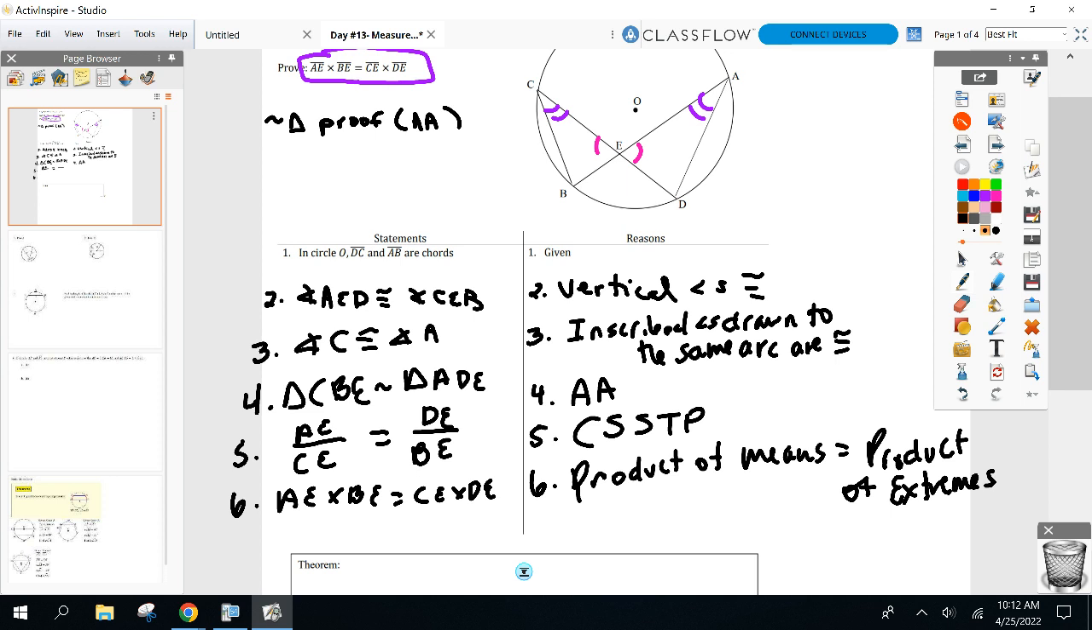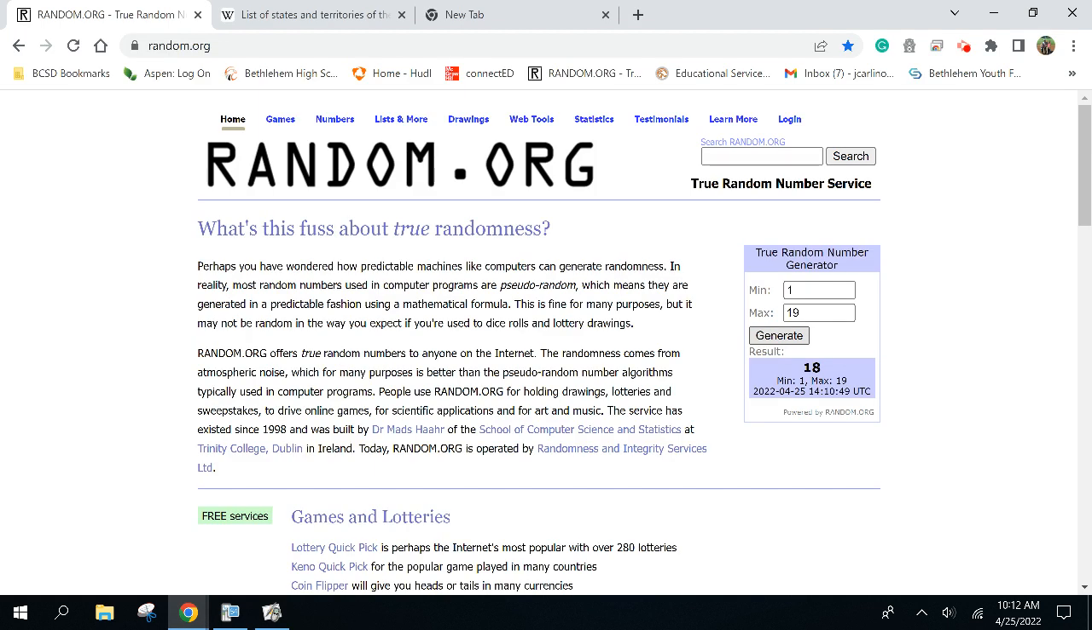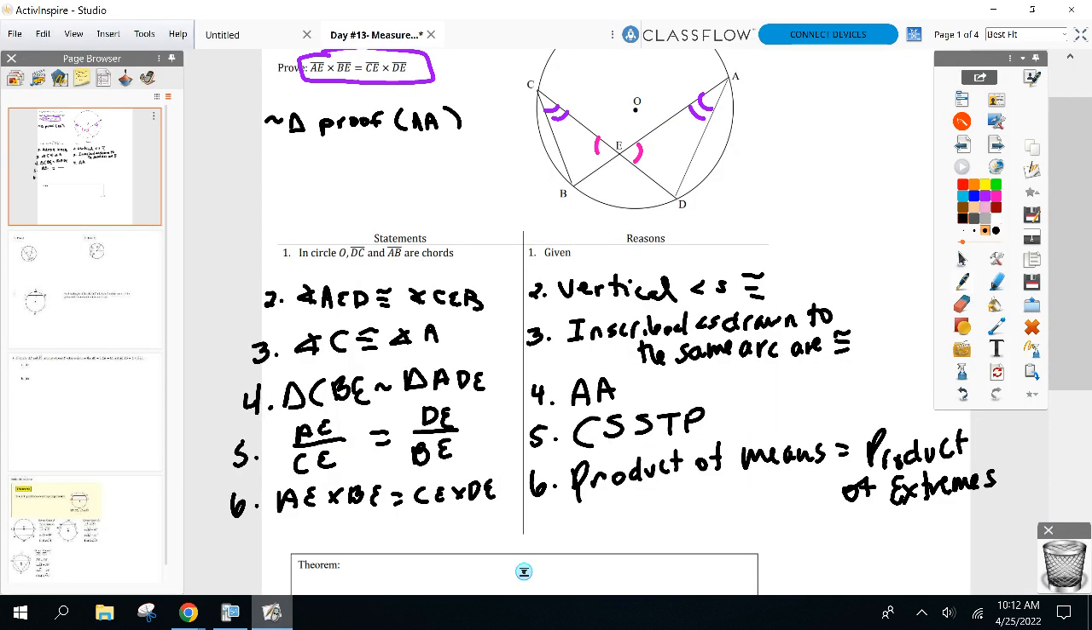So yes, I wanted to review with you, but also this leads into today's circle fact of the day. So here's what you guys just proved for me. Here's what you just proved. What is CD in the circle? CD is, what do we call that in the circle? A chord. And what's AB? Everyone see those two chords? They're intersecting, aren't they? So here's what we just found out.